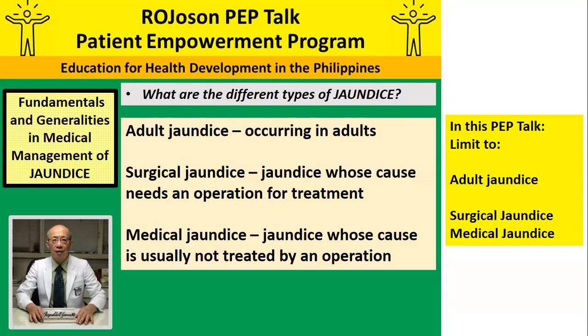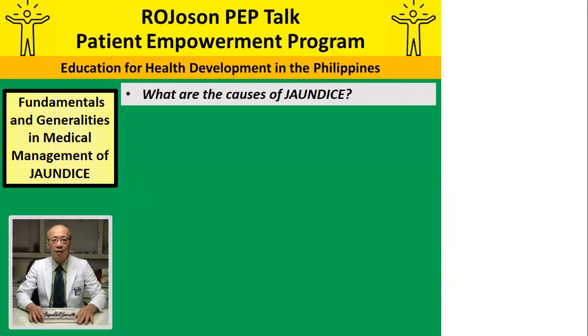Adult jaundice means it's occurring in adults. Surgical jaundice means that the cause of the jaundice needs an operation for treatment. Non-medical jaundice, the jaundice in which the cause is usually not treated by an operation, just observed or given some medicines. What are the different causes of jaundice?